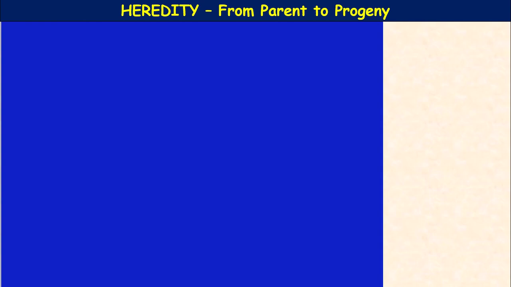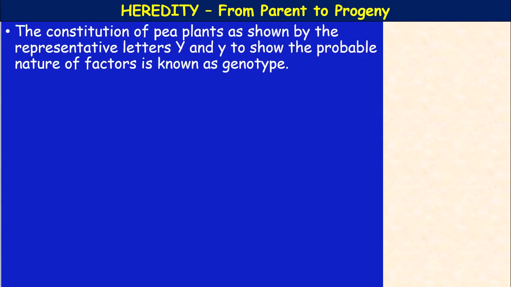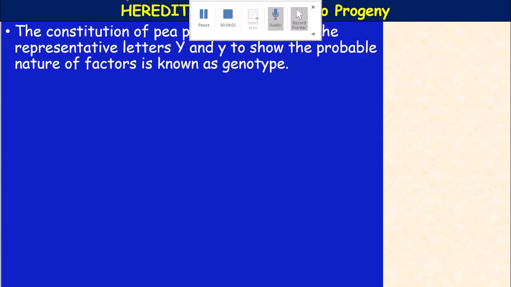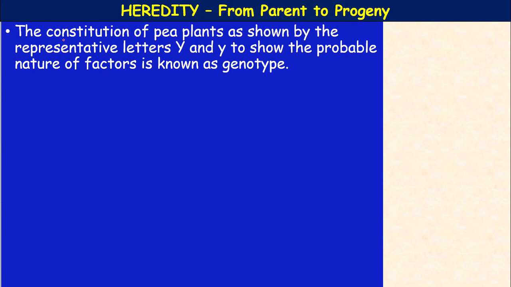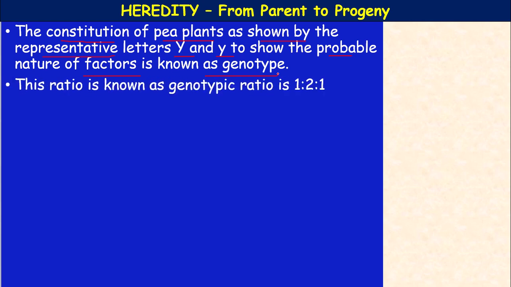Are you ready, children? Let us proceed. In today's session, we are going to have a very interesting discussion. The constitution of pea plants, as shown by the representative letters capital Y and small y to show the probable nature of factors, is known as genotype. The ratio is known as the genotypic ratio.